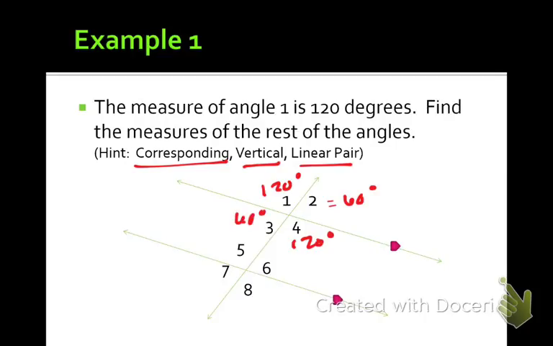Now, I need a corresponding angle. These lines are parallel. Corresponding angles are going to be congruent. So for angle 2, that corresponding angle is going to be, all right, top right box of this 4 square, top right box of this 4 square is 6. So they're going to be congruent. And so angle 6 is 60. Vertical to 6 is 7. So that's 60. 8 is a linear pair, so this is going to be 120. And vertical to 8 is 5, and 5 is going to be 120. So if you know one angle, you can find them all, which is pretty helpful.